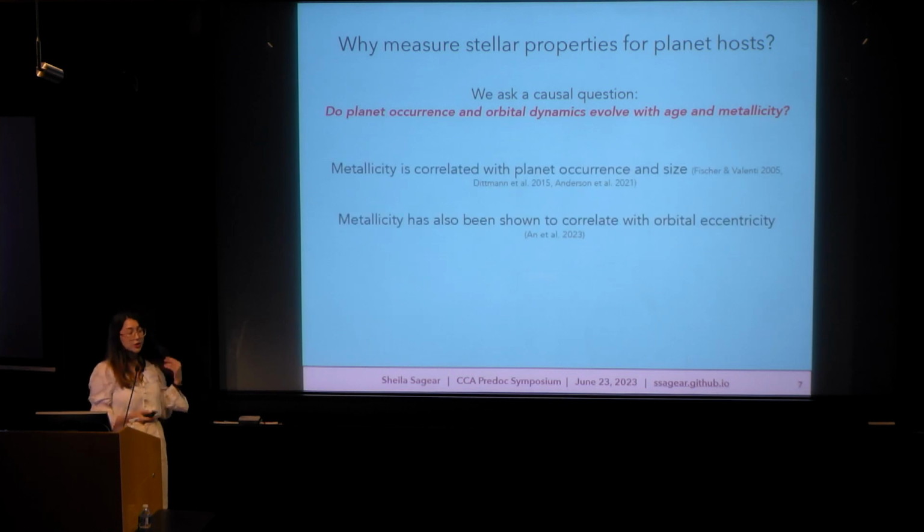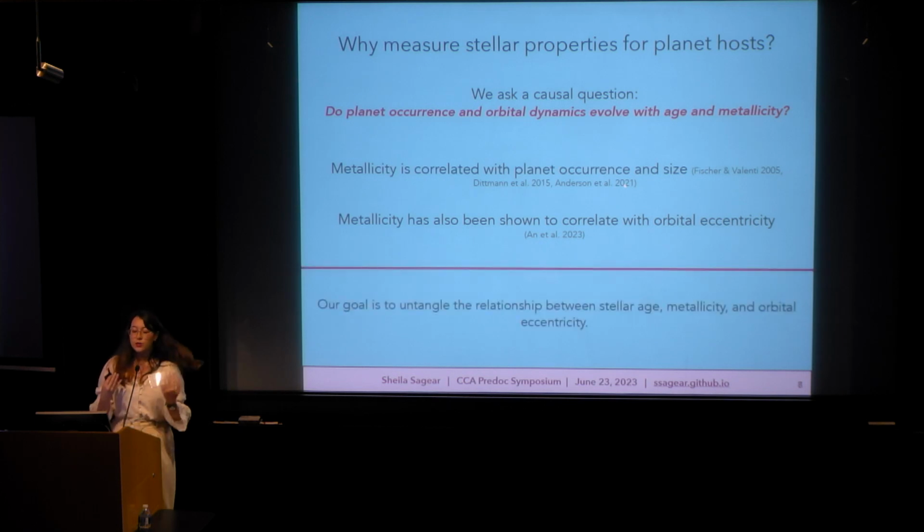So this question doesn't just come out of nowhere. We know that metallicity is correlated with planet occurrence and size. We've known this for decades. It was first proposed by Fischer and Valenti in 2005, almost 20 years ago. And metallicity has also more recently been shown to correlate with orbital eccentricity. So this is the orbital dynamics side of things.